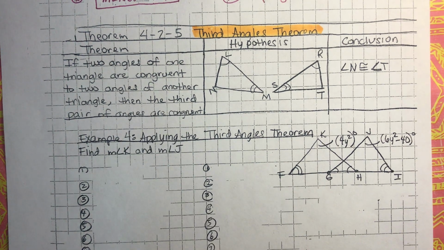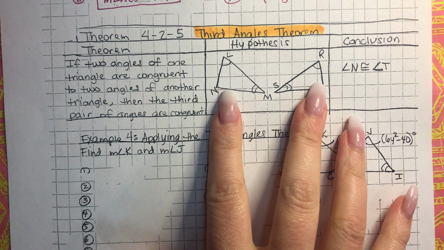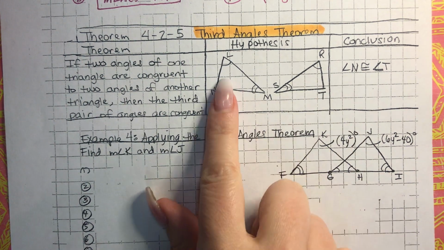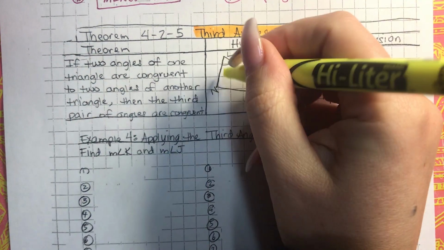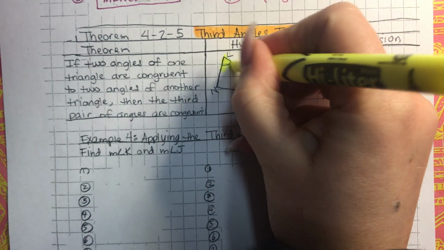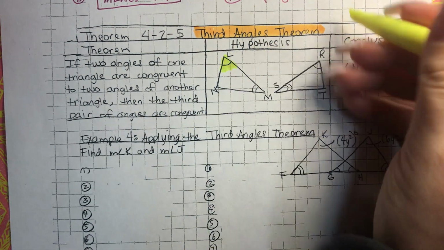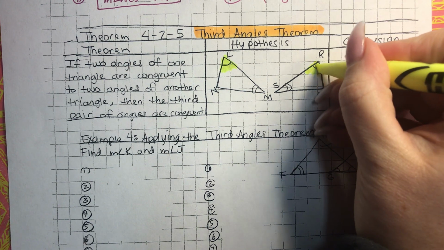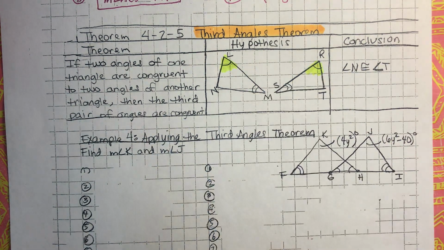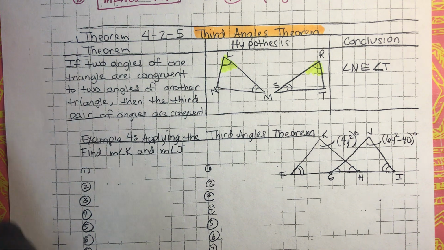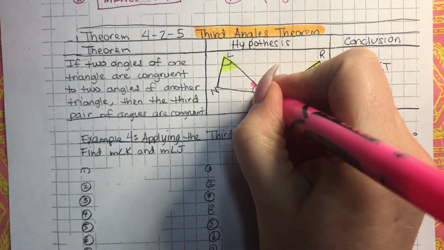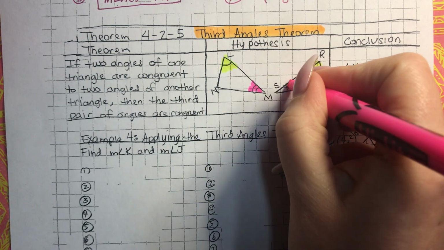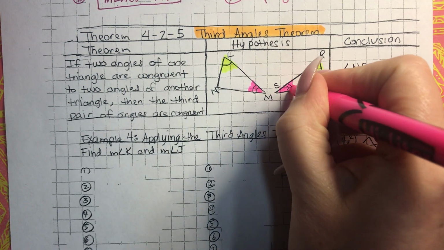Okay, so let's look at what that means. If you see here, there's two triangles and there's these arc marks, right? So what we have is one angle. This angle is congruent to this angle, right? And then this angle here of the triangle is congruent to this angle here.